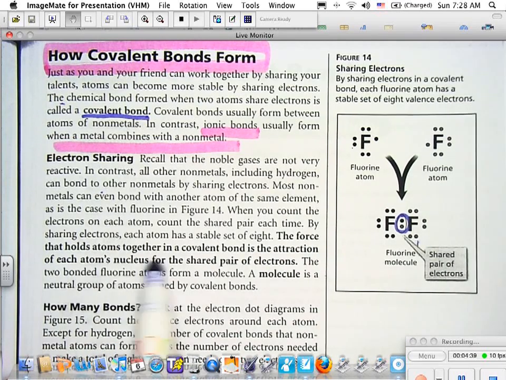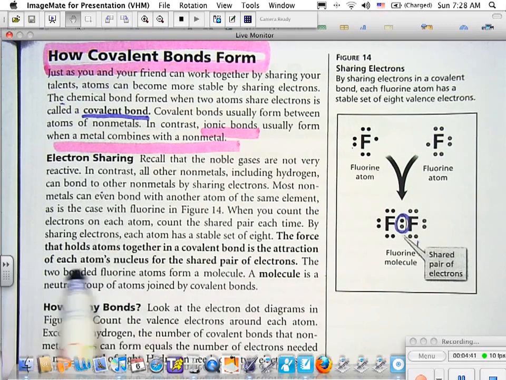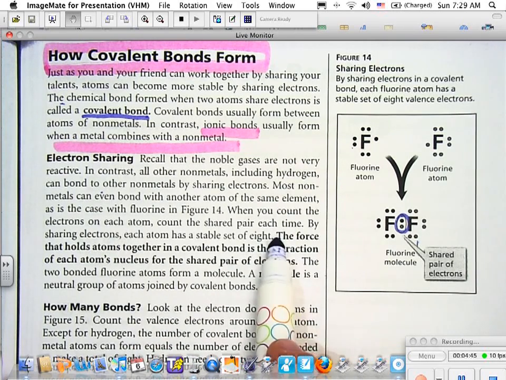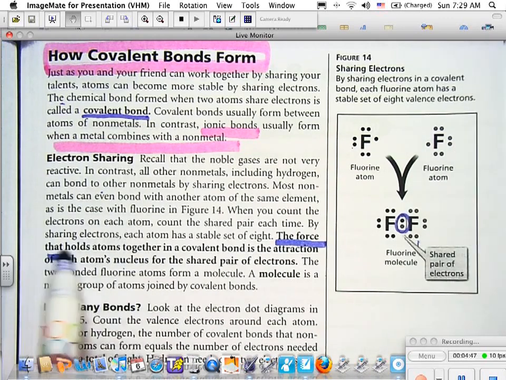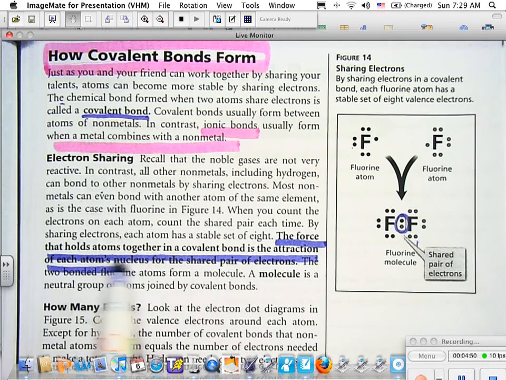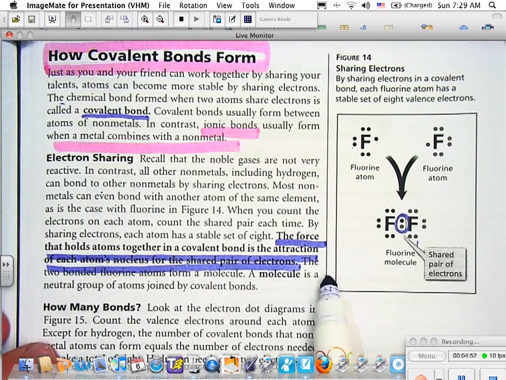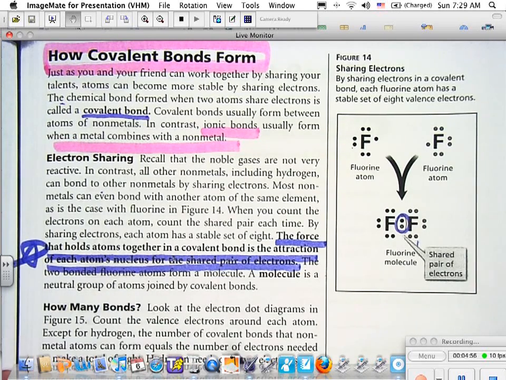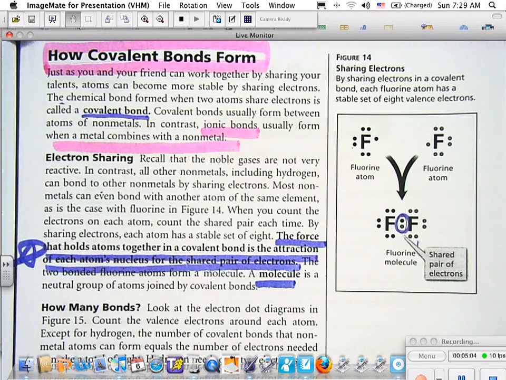The force that holds atoms together in a covalent bond is the attraction of each atom's nucleus for the shared pair of electrons. Ooh, yeah, that sounds like a good quiz question. What is the force that holds the atoms together? The two bonded fluorine atoms form a molecule. A molecule, vocab word, is a neutral group of atoms joined by covalent bonds.